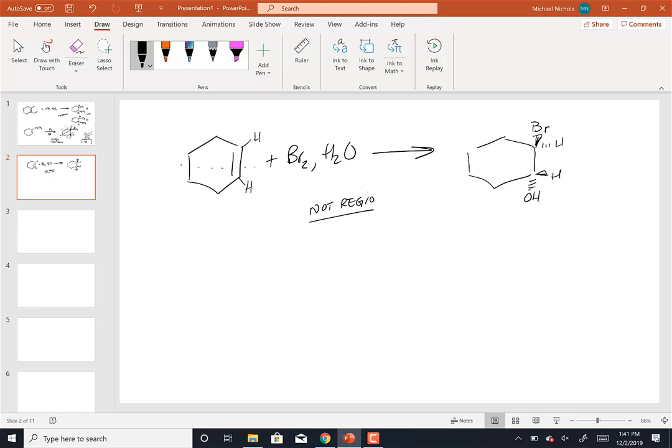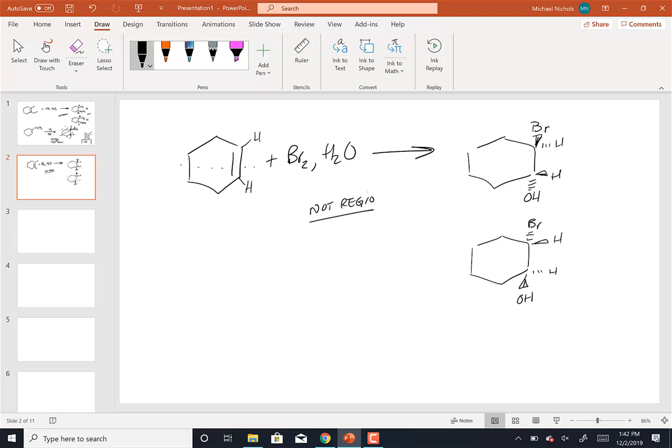So in that case on the test, would you want us to write two products and just switch the OH on a bold and the Br on the dash? No. It wouldn't matter. So let me ask this question. Let's say you decide I'm going to write these two products. What's the stereochemical relationship between these two products? They're enantiomers because the top carbon's opposite and the bottom carbon's opposite.